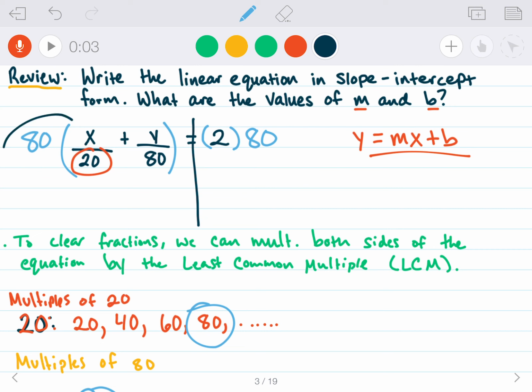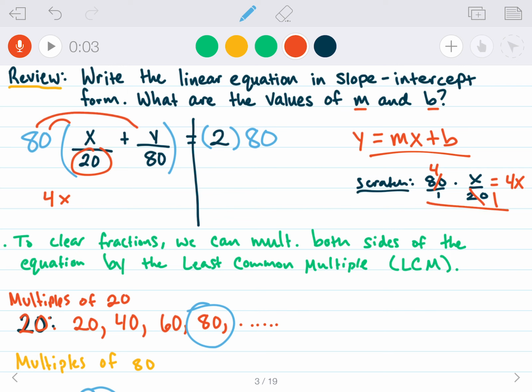So right here, when I do 80, and I can do some scratch work over here just to show you guys that it's going to clear, I'm going to do 80 over 1 times x over 20, and these guys are going to cross divide each other right here. So 20 goes into itself once, and it goes into 80 4 times. Multiplying straight across, we simply clear to 4x. Okay, so I'm going to rewrite this. Instead of 80 times x over 20, I'm going to just write it as 4x because of the scratch work here.